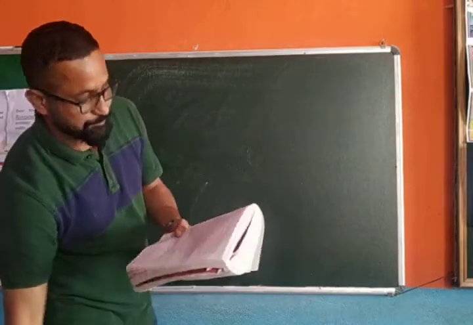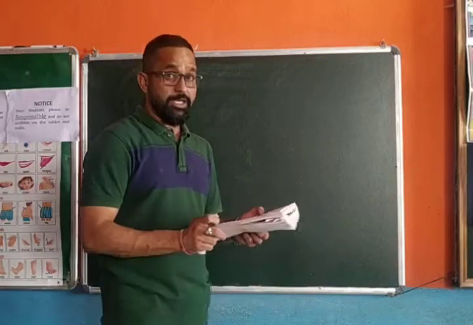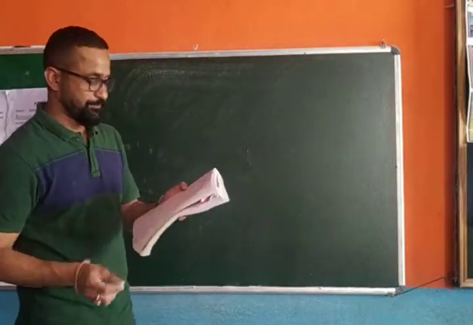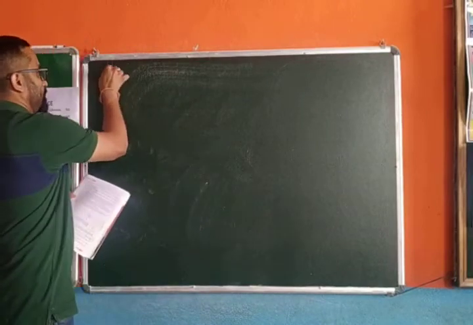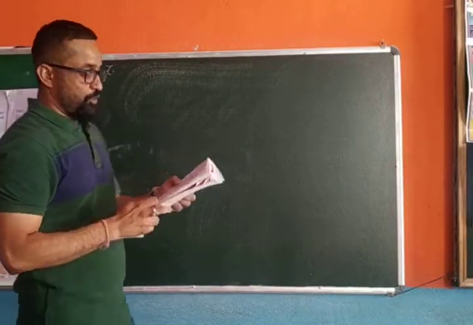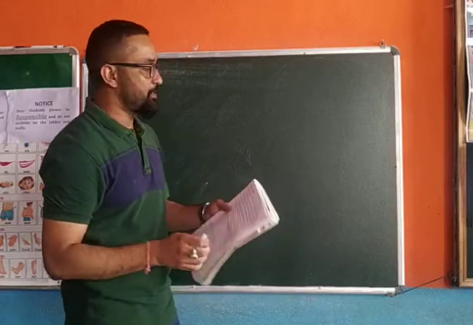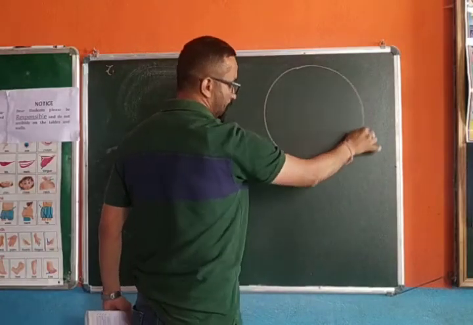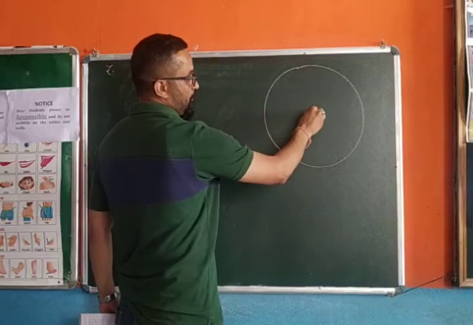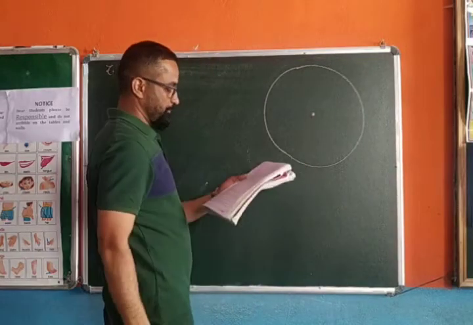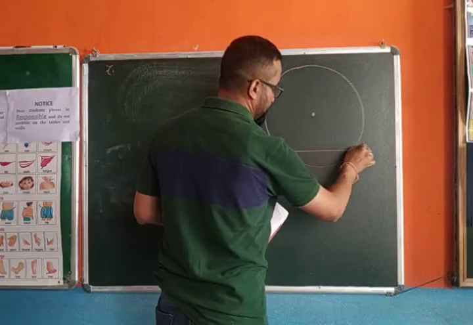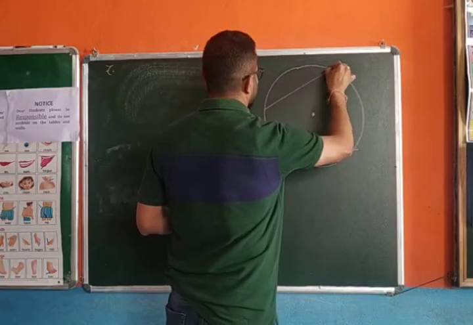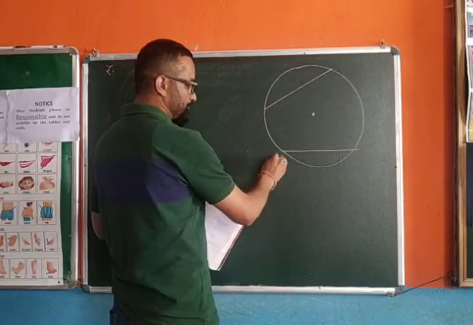Question number 7. It is an important question. You have a figure, O is the center of the circle. Draw the diagram. O is the center. AB and CD are two chords.